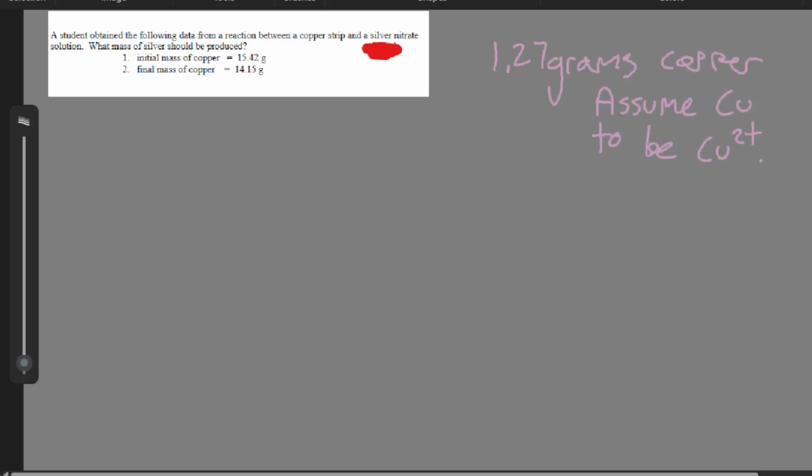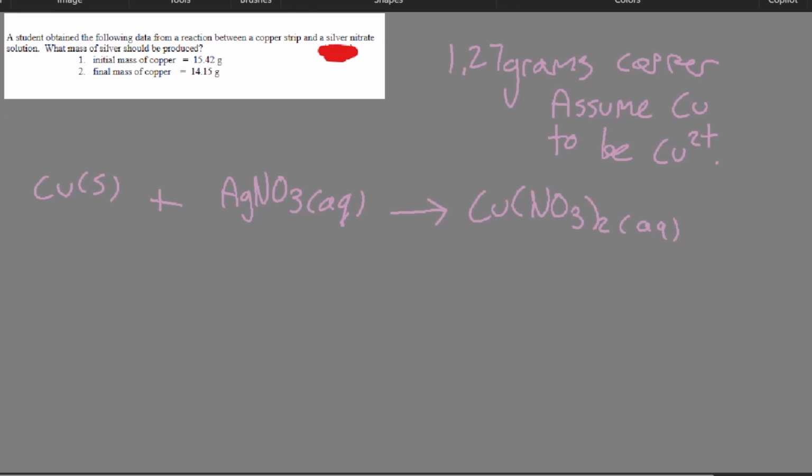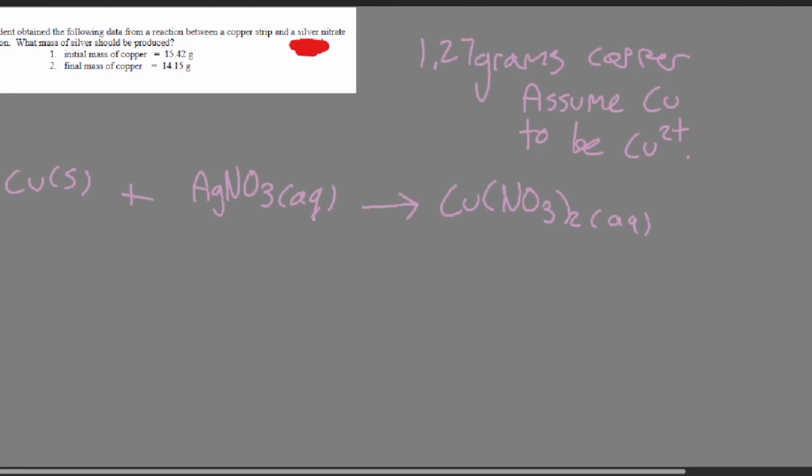Also, assume copper to be copper 2+. I'm telling you to assume this because copper 2+ is more common than the other charge. So, yeah. So let's write the chemical reaction first. Cu as a solid is going to react with AgNO3, which is a solution. This then produces Cu(NO3)2, aqueous. Plus.